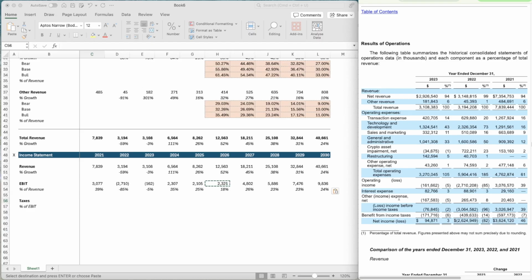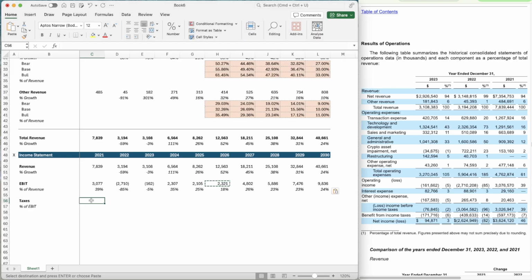So let's look for provision for income. Here, this is what we want. When it's negative like this, it means Coinbase was paid instead of paying income tax. So go this 597, which is quite strange because in 2021 they were profitable. Why would they be paid? Probably something deferred.